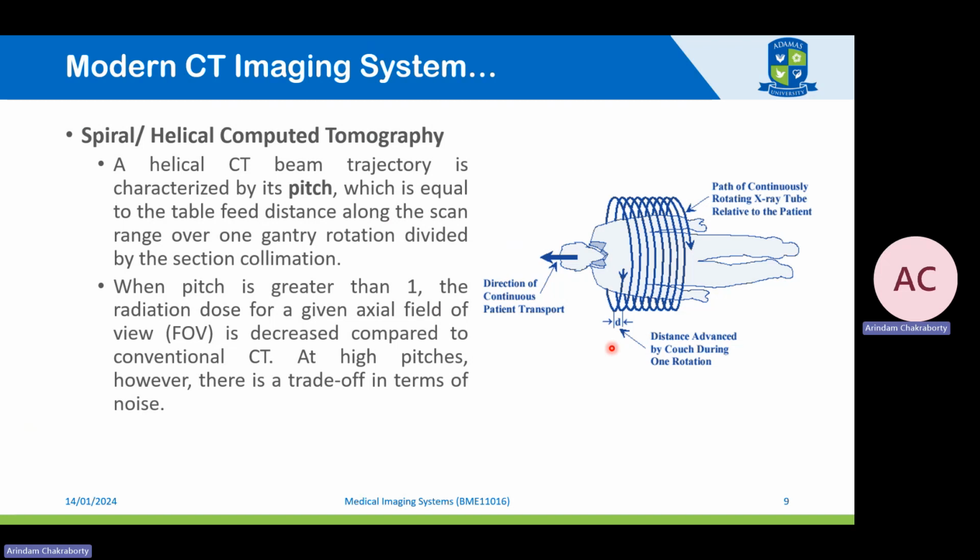When the pitch is greater than 1, that means the radiation dose for a given axial field is decreased compared to conventional CT. At high pitch, however, there is a trade-off in terms of noise that I will discuss. So the pitch is nothing but this distance divided by the collimator beam width, the collimation distance that has been provided by the collimator.